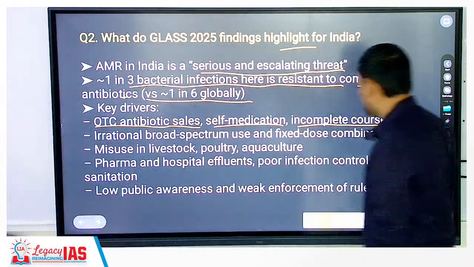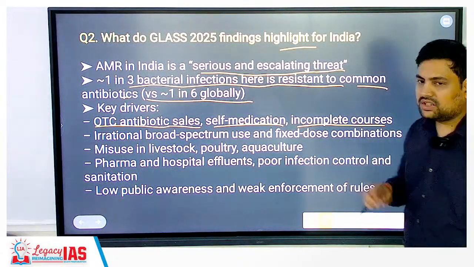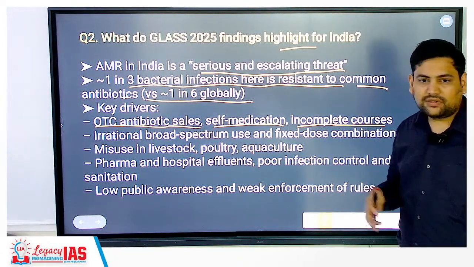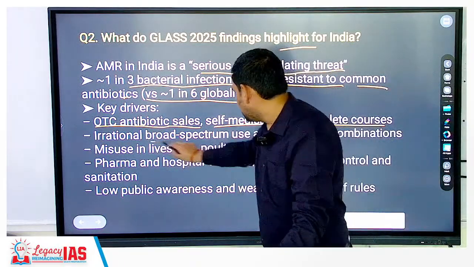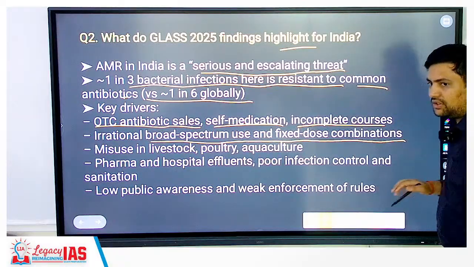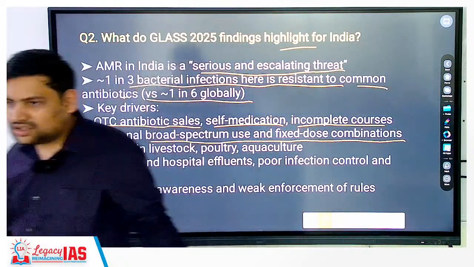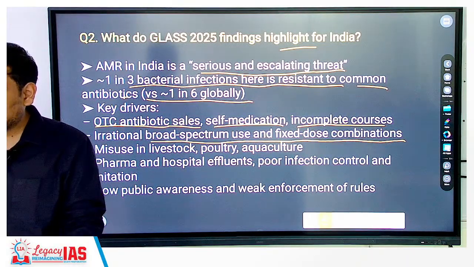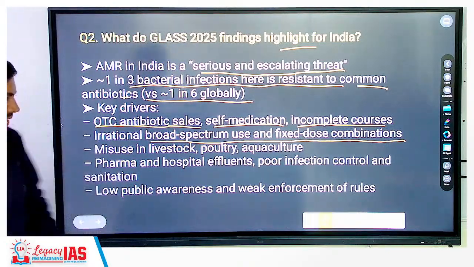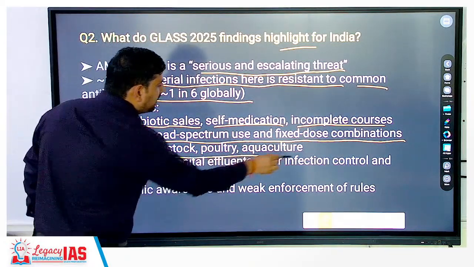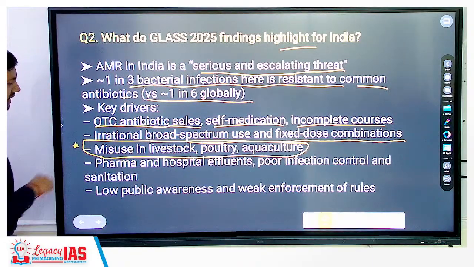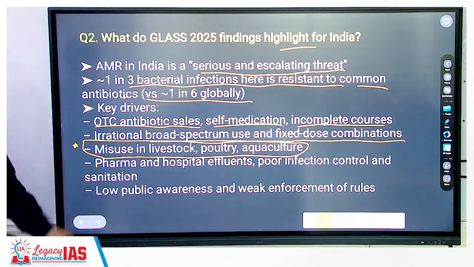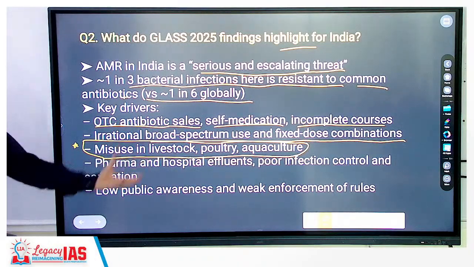Then incomplete courses, okay, if the course is given for, let's say, 3 days or 5 days, they never complete it. Then irrational broad spectrum use and fixed dosage combinations. So certain combinations are made and are given by the doctors. If you check your medicines, you will find these are 4 to 5 things given by doctors without thinking much. Then misuse in livestock, poultry and aquaculture. This is also a major issue because when you consume it, you will also be getting it, because these are also bioaccumulants. Okay, so they accumulate in your body and your body also will become resistant to those.